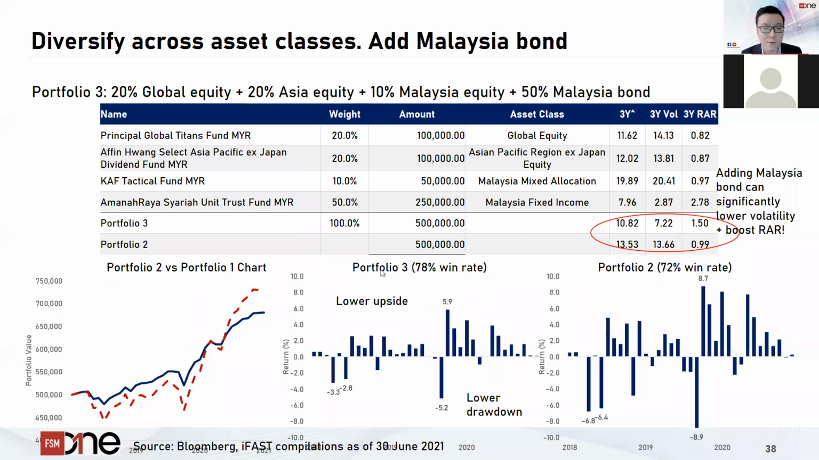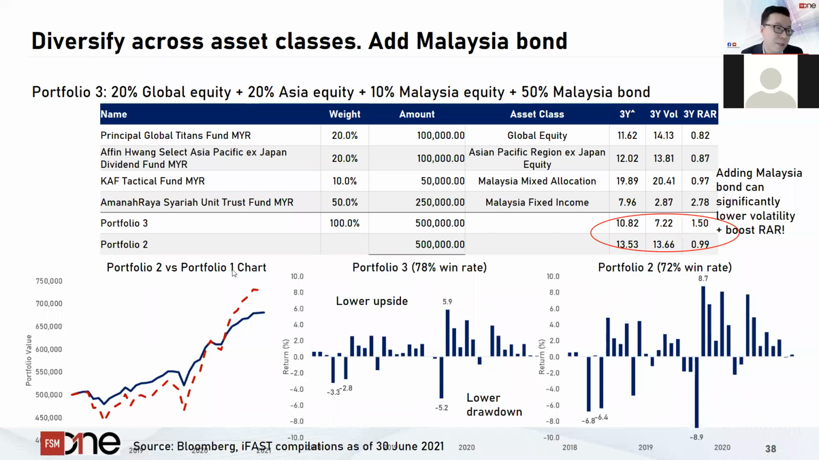So for example, portfolio 3, minus 5.2%. And yeah, it's only a 5% drop. You recover faster also, and therefore the win rate is also higher. So ultimately it depends on what you're trying to achieve.